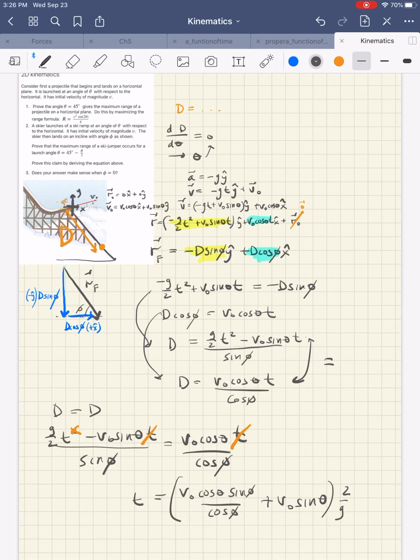So at this point, what I'm going to do is plug that into one of my equations for d. Here's one.